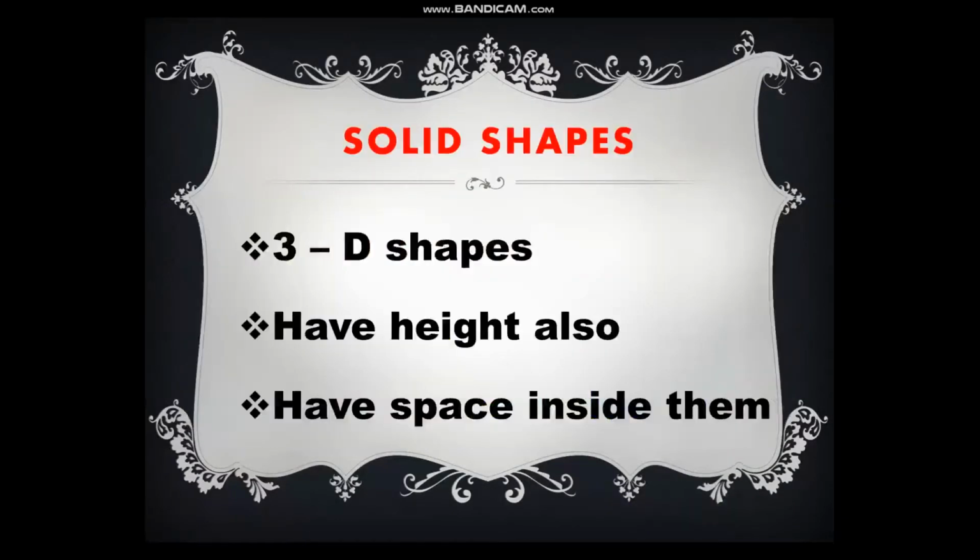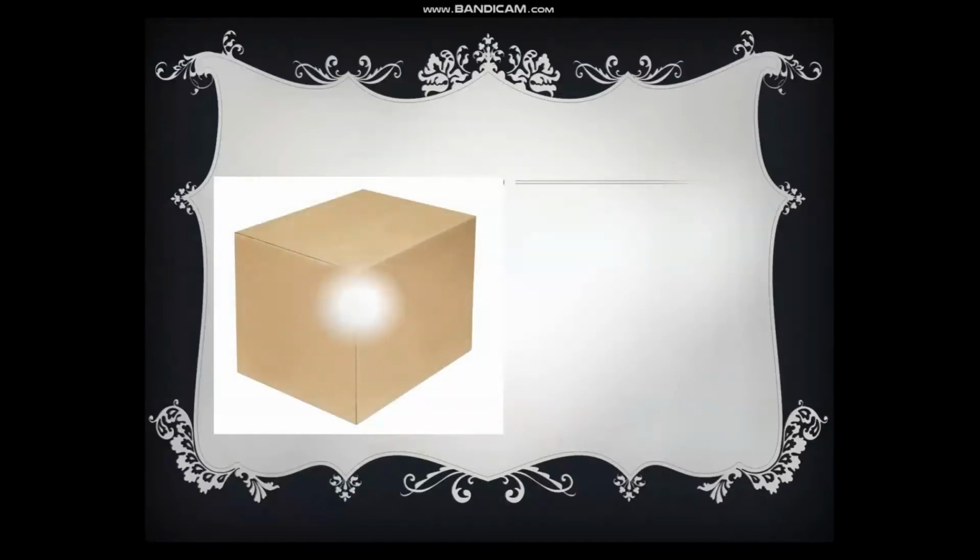And solid shapes are also called 3D shapes, means three-dimensional shapes. These shapes, apart from having length and breadth, have height also. And the solid shapes have space inside them. Let us see by an example what we are talking about.